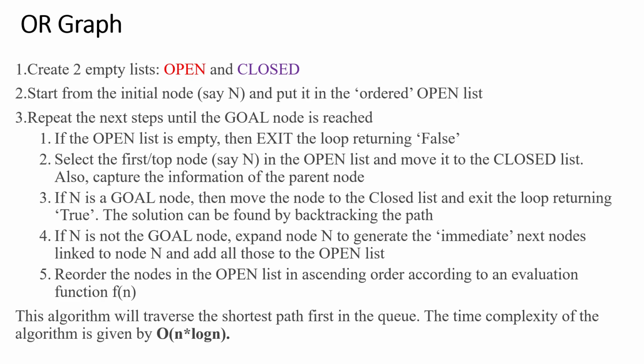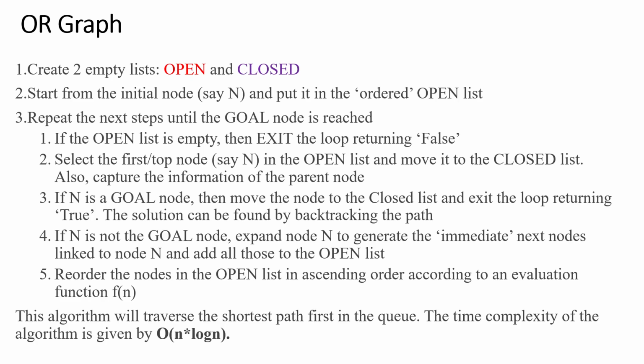And the final step is to check for the goal node. If the selected node is the goal node, that is, if n equals goal, return true, move it to closed and stop the search. The solution path can be obtained by following the parent links backward. So A C F will be the goal achieved, and going with the backtracking, the goal is achieved.